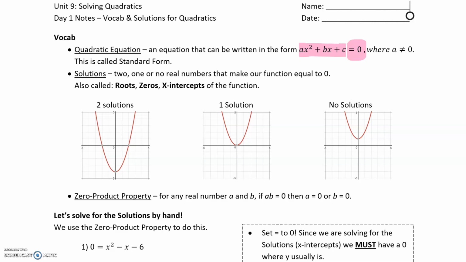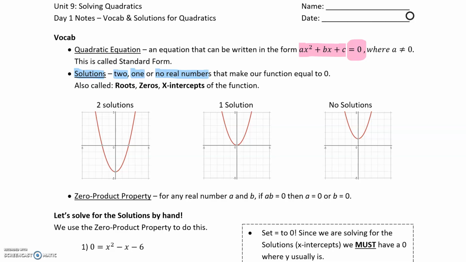Okay? When we have an equal sign, it's going to allow us to get solutions. For any quadratic equation, we're going to possibly have 2 solutions, 1 solution, or no real numbers that make our function equal to 0. Okay? So we've got a couple different options. So you'll see the graphs underneath that. They give us a visual of what each of those look like.